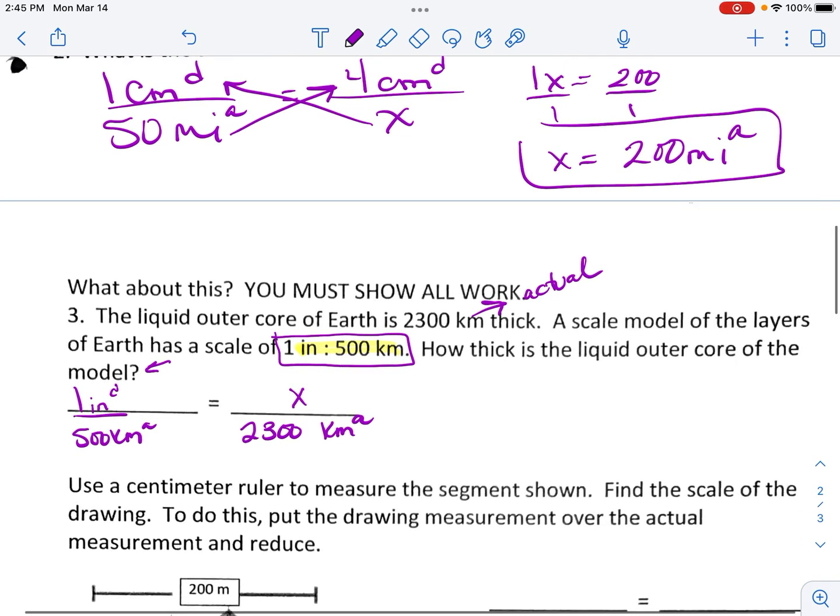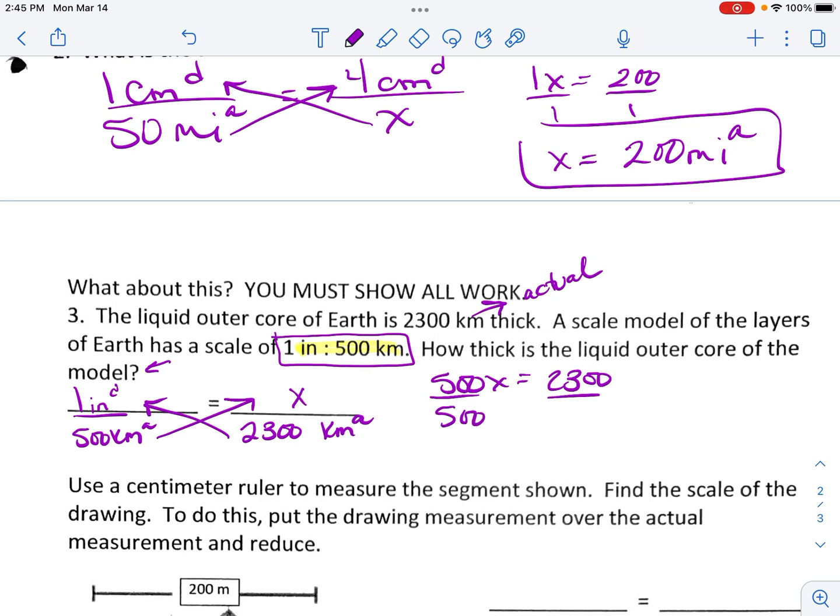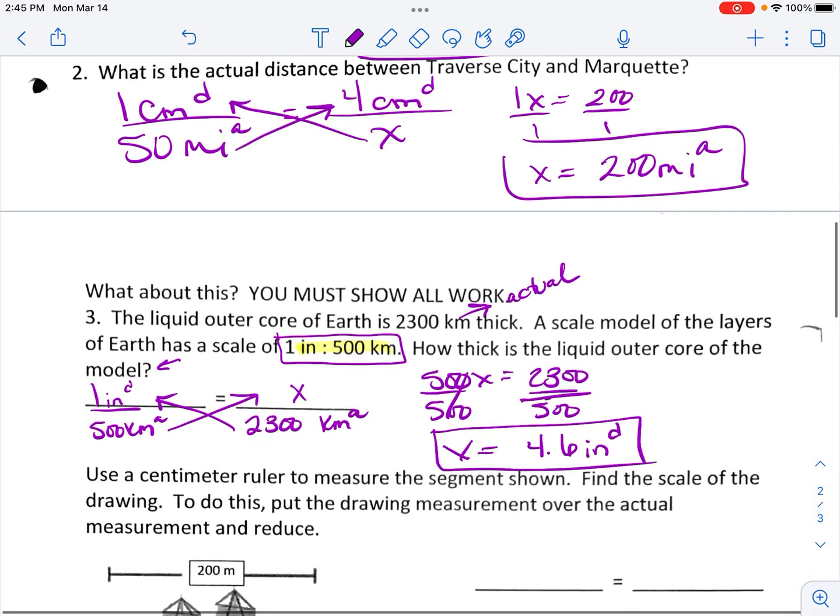Same thing, we're going to do cross products. 500 times x is 500x. 2,300 times 1 is 2,300. And we'll divide by 500 to get that x by itself. 4.6 inches with a small d for the drawing, or in the model, it's 4.6 inches.